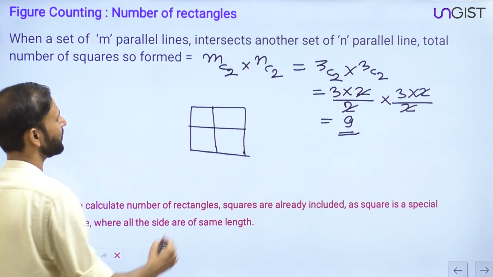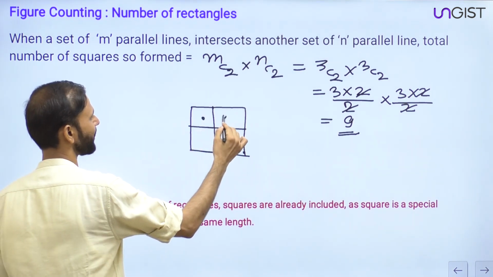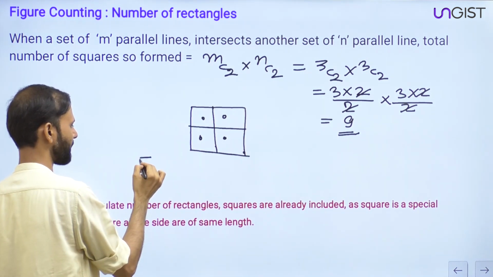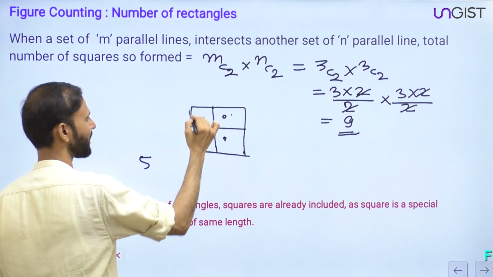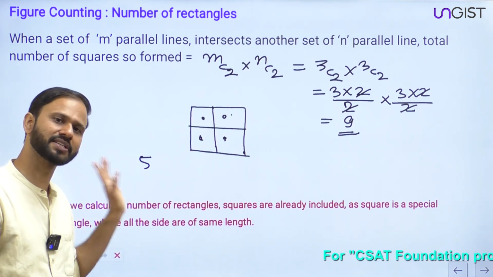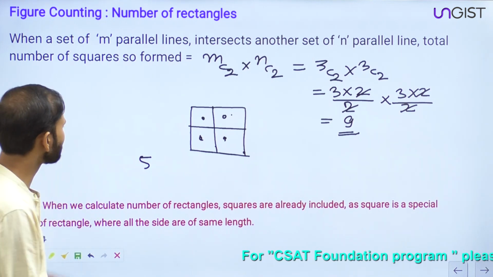So now we have calculated squares. How many squares are there? Total 5 squares are there in this, right? This is 1, 2, 3, 4 and this is 1, right? So we have already calculated 5 squares in this grid.